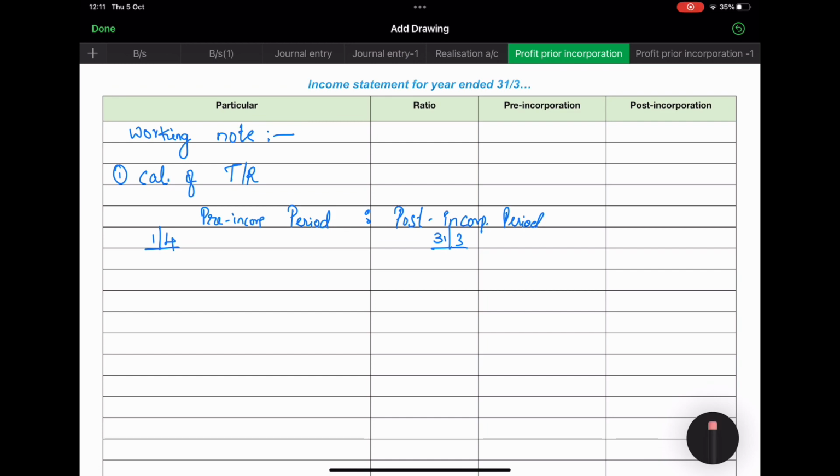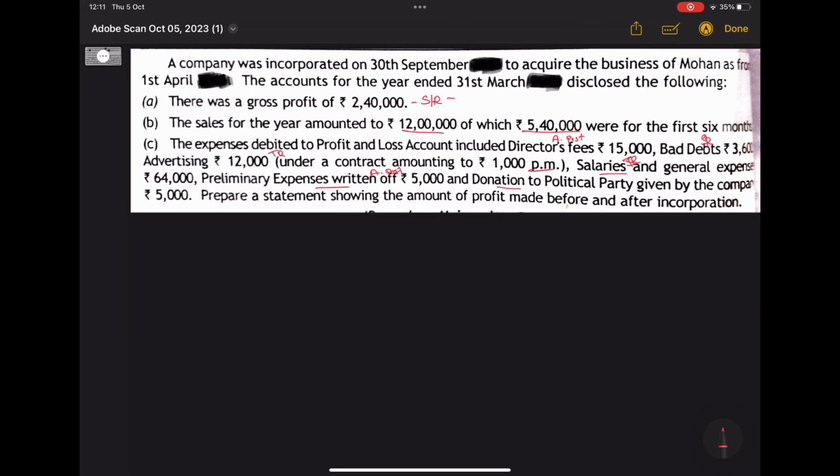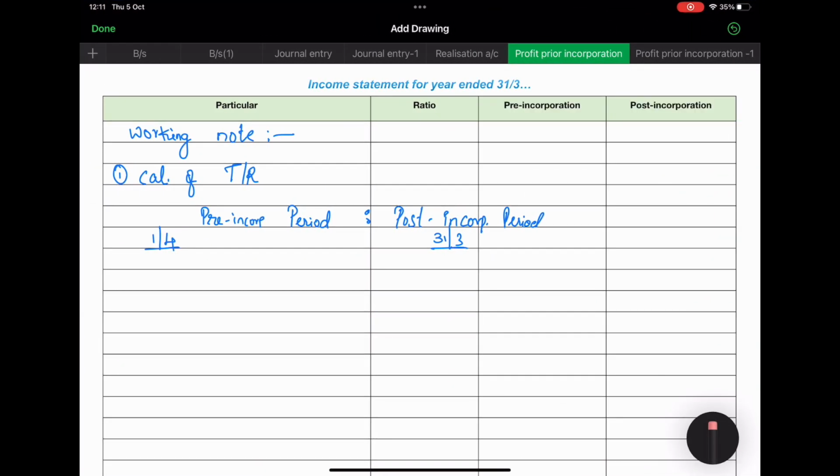Okay, so the company, you should have the question, or else you won't understand the solution at all. The company acquired the business of Mohan from 1st April. So I purchased the business on 1st April, but it was incorporated on 30th September. So 1st April to 30th September is related to pre-incorporation. This is the period where I purchased the business on 1st April but it was registered on 30th September. Got it? From 1st October to 31st March is my post-incorporation period.